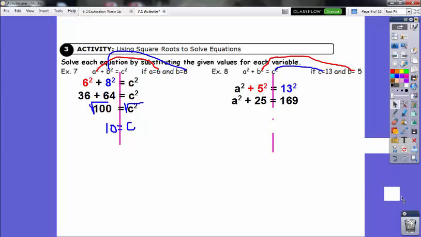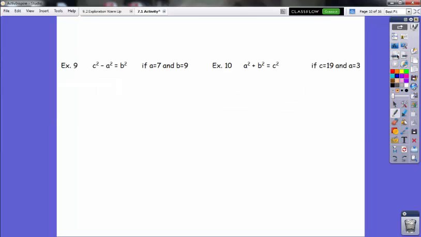I have to bring down the a squared. Okay, the next step now, I cannot combine a squared and 25, so I have to do the opposite of plus 25, which would be subtract 25 on one side, subtract 25 on the other side. 169 minus 25 is 144, and drop down this a squared. So your last step then is find the square root of 144. The square root of a squared is a, and the square root of 144 is 12. So a equals 12. Okay, what you need to do now are the next examples, 9 and 10.